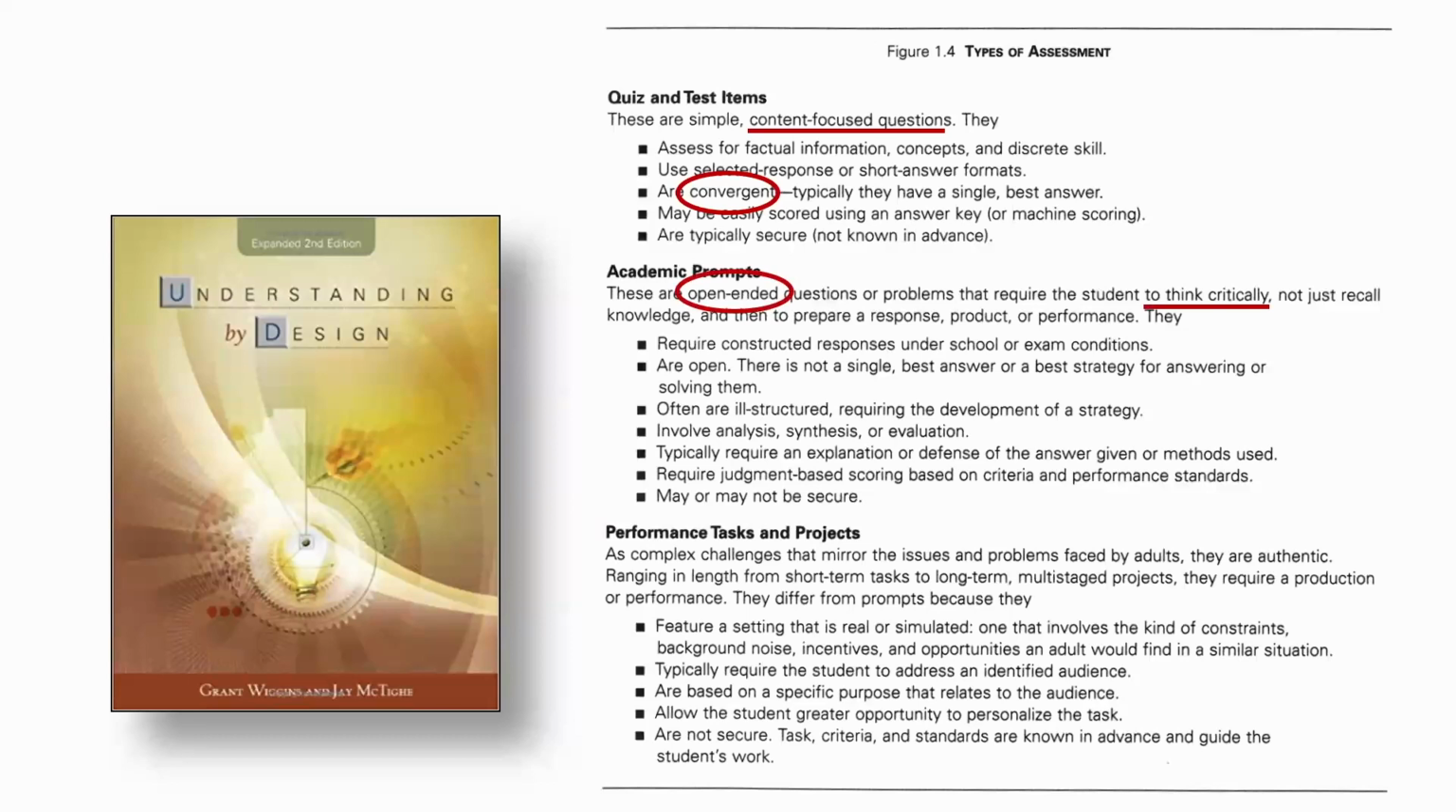That can be an essay assignment, like write a five-page paper on this, or a homework assignment, write a one-paragraph response, or a quiz question. They require constructive responses under school or exam conditions. They are open. There's not a single best answer or best strategy for answering or solving them. They involve analysis, synthesis, or evaluation. They typically require an explanation or defense of the answer given or method used. They require judgment-based scoring on criteria and performance standards. So you start to get into rubrics.